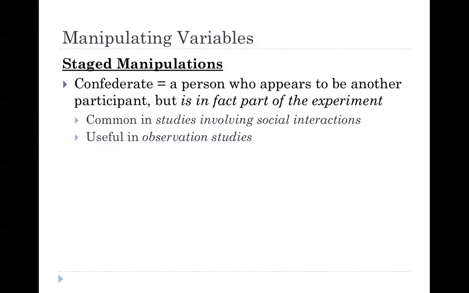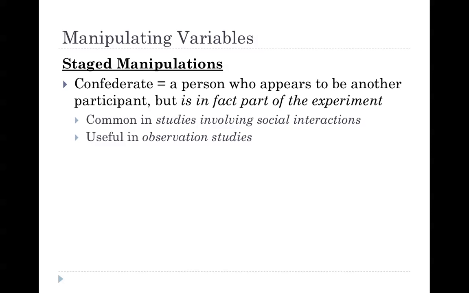Now one thing I mentioned in passing is the idea of a confederate. Now a confederate in a staged manipulation is a person who appears to be another participant, but is in fact part of the experiment. And this is common in studies involving social interactions, and it is also very common in observation studies.